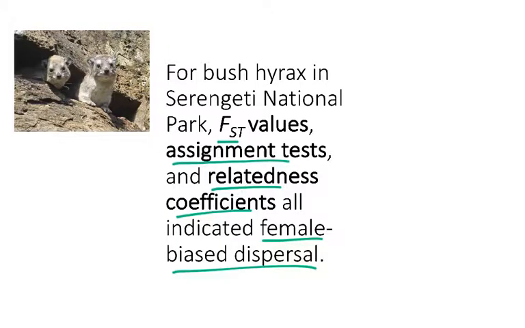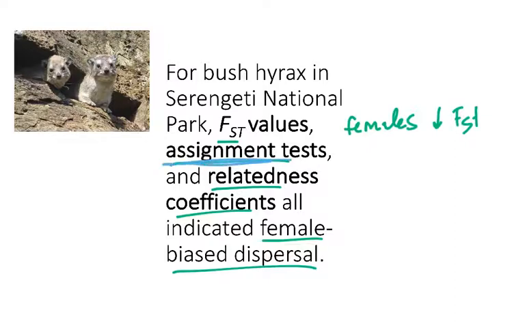So let's start with FST values. If we know that females are the ones that are moving between populations, that means that females are going to have low FST values. Remember, the lower an FST value is, the more genetically similar these different populations are. So if females are moving, the female-female FST values are going to be low because they're moving between populations. For the assignment tests, let's use a different color for that.